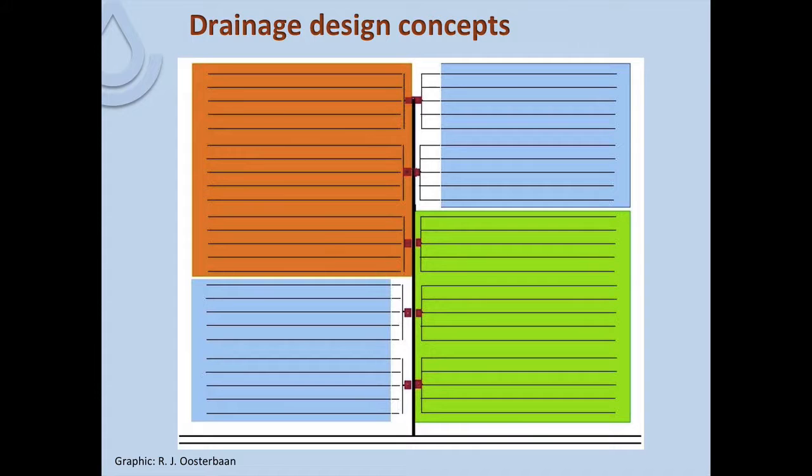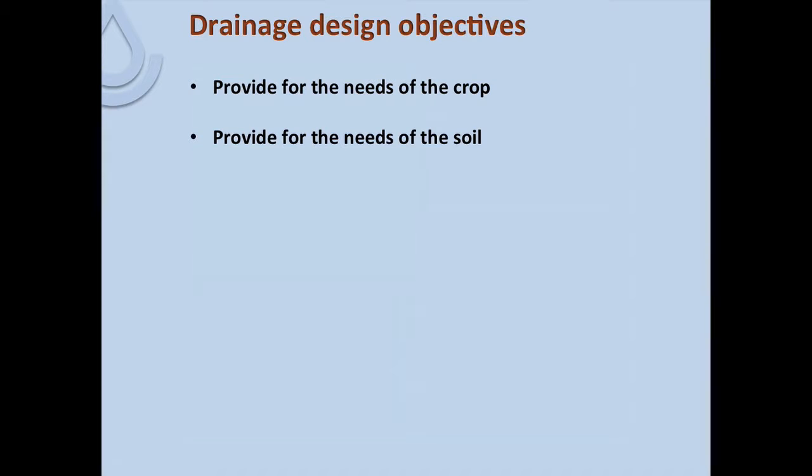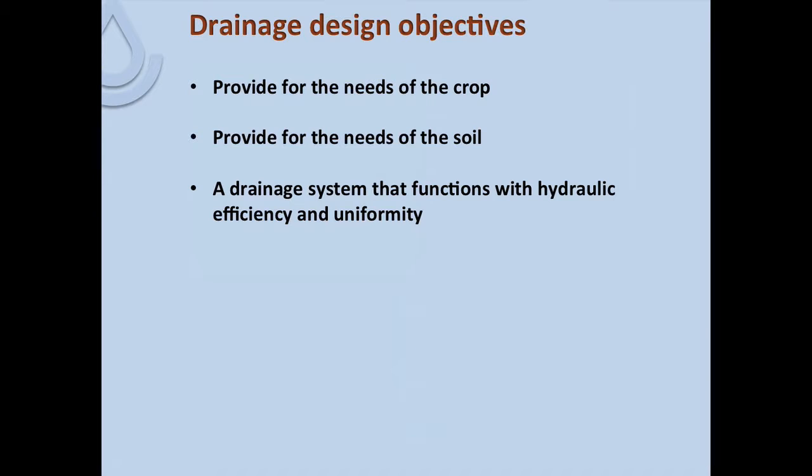Now as we move into basic drainage design concepts, as we look at objectives for that drainage design, some obvious objectives that we may want to look at are, first of all, obviously providing for the needs of the crop. We're trying to design that system to improve crop yield and the consistency of our crop yield. We also want to provide for the needs of the soil, and also providing for trafficability of that soil. We want to design that system so that it functions with hydraulic efficiency and also uniformity. So the more uniform we can get drainage across the field, again, the more consistent our yields will be.